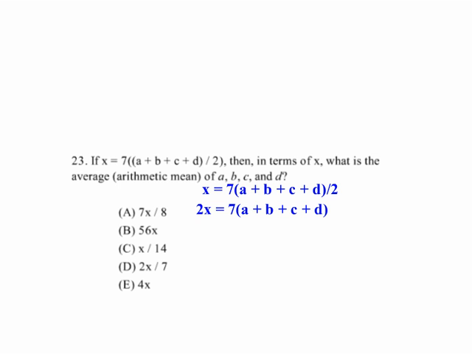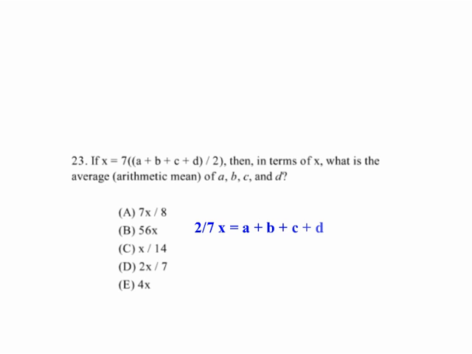Multiply both sides by 2. 2x = 7 times (A + B + C + D). So 2/7 x, when we divide through by 7, equals A + B + C + D. Well, if we want the average of A plus B plus C plus D, we just divide them by 4, wouldn't we? Okay, so that's what we do to 2/7 x, because that equals the total of A + B + C + D. So 2/7 x over 4 is 2/28 x, which is x/14.